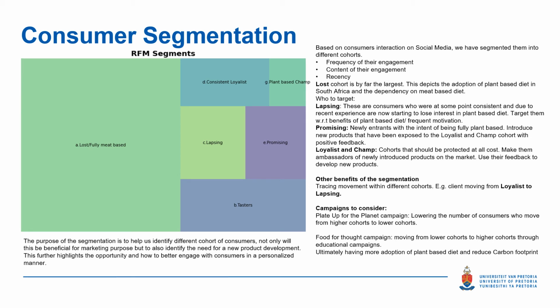So for example, champs and loyalists could be employed as product ambassadors because these are people who are tweeting the most frequently, most recently, and whose tweets have more positive sentiment. Their feedback can then be used to improve existing products and product development. So the promising cohort might be targeted, for example, for the advancement of higher ranks through motivational or educational marketing initiatives. So what's especially intriguing about this is that we can use it to track mobility between cohorts for marketing purposes. So we can see if consumers are shifting from loyalists to lapsing, for example.